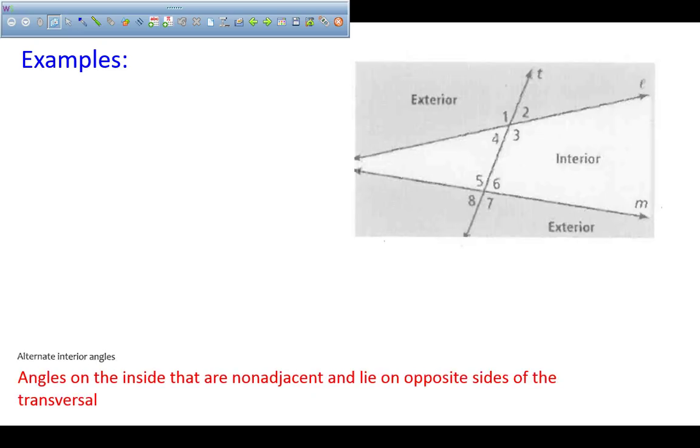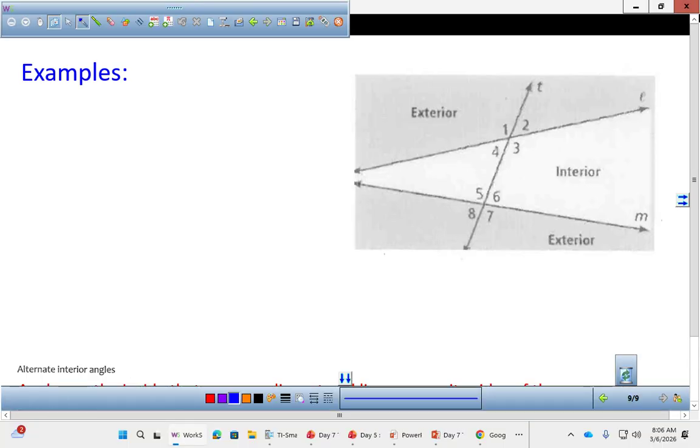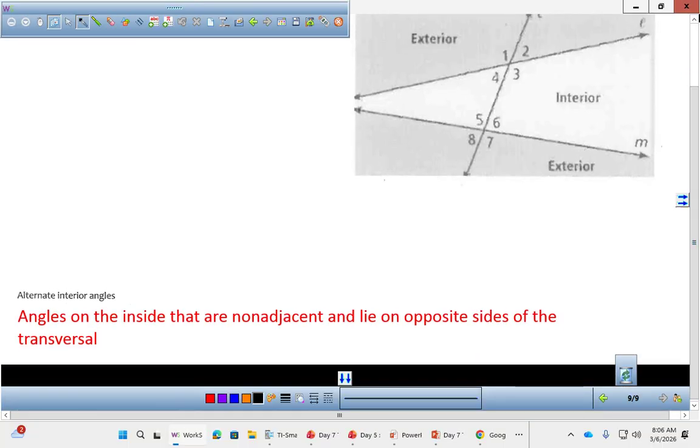Alternate interior angles are exactly what they sound like. Alternate means they're not on the same side of the transversal. In this case, I'm going to pick one blue and one red. They lie on different sides of the transversal and interior, the inside. Now there's one extra piece to this definition that you might want to add in, and it's that they are non-adjacent. What does that mean? Non-adjacent, not adjacent. Not next to each other. They can't be next to each other, okay? So that piece isn't necessarily in the word.